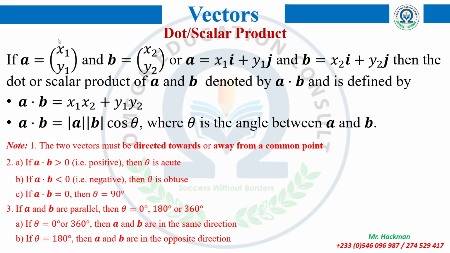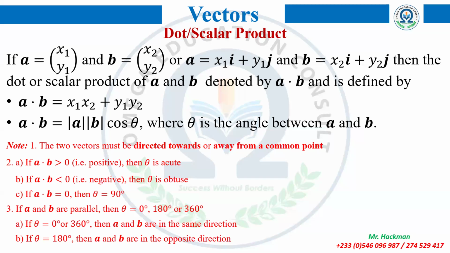Let's look at what we have here. If my first vector is stated in column form, and my second vector also in column form, or if the vectors come in the Cartesian form, then the scalar or dot product of A and B is denoted by A dot B. This is the notation, and it is defined by, so we have two definitions. The main definition is this: A dot B is equal to multiply your X components, multiply your Y components, then add. The X components and Y components will all be values, so when you multiply, you get values, and if you add the entire result, you get a value, which will be a scalar.